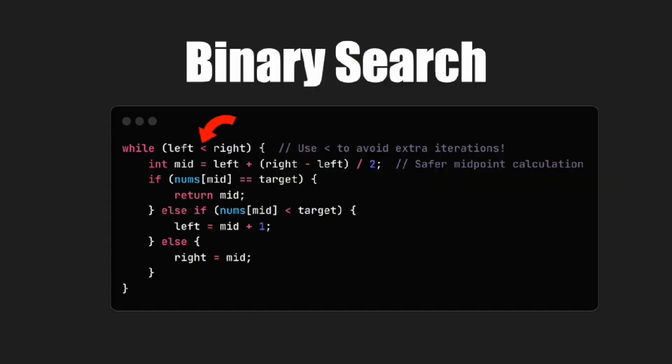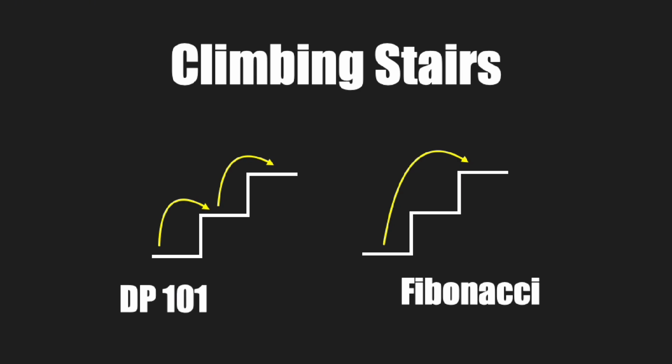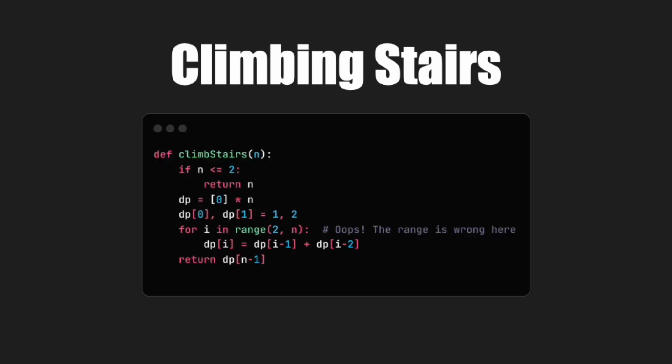Finally, let's talk about the climbing stairs problem. This problem is essentially a Fibonacci sequence, where each step depends on the two previous steps. It's the classic DP 101 problem. Here's an implementation with an issue.